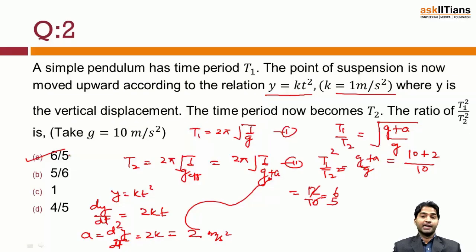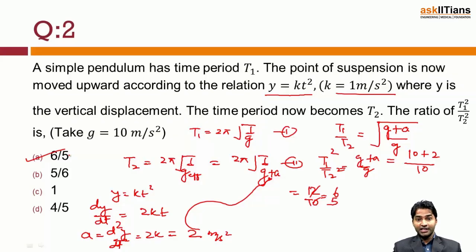T is equal to 2π√(L/g), case 1. Now, the question is, the point of suspension is now moved upward according to the relation y = kt². If the displacement in the system is y = kt², then differentiating displacement gives acceleration, because due to this acceleration, the time period would be affected as T2 = 2π√(L/g effective).